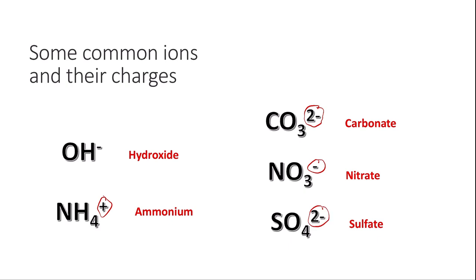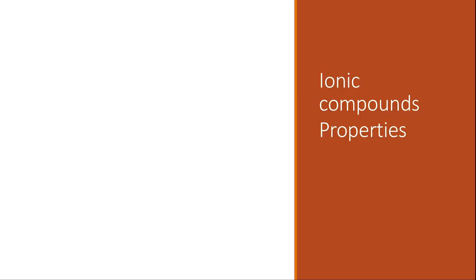Remember, when you try to write the formula for any ionic compound, you have to take into account the charge of the positive and the negative ion. So if you are trying to write something like magnesium nitrate, magnesium has 2 plus and nitrate 1 minus, so it's going to be magnesium and two of nitrate, so the total charge of your compound is going to be 0.